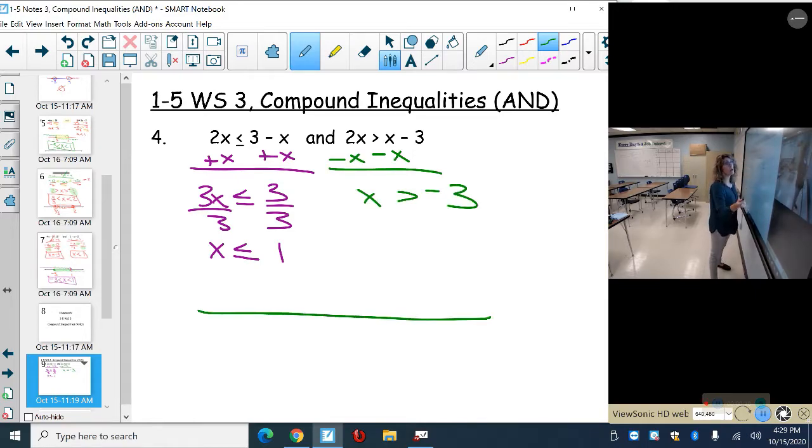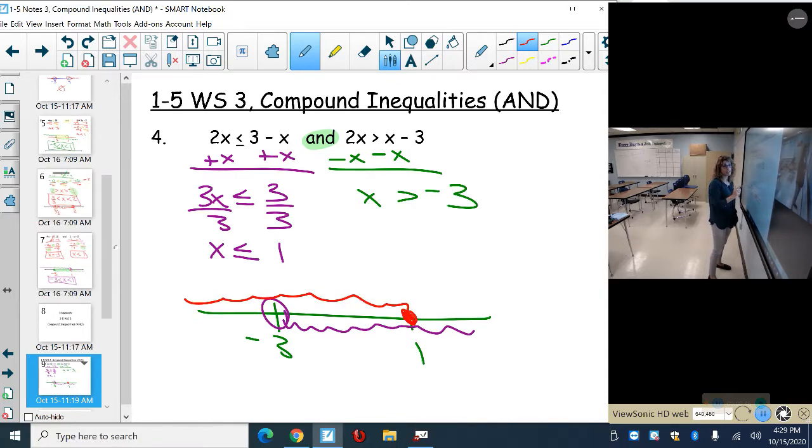So we need to put these on one number line. This is an and, so if it's an and, our brain should be looking for overlapping regions. The smaller number is negative 3, the larger number is 1. At negative 3, it is going to be open, and I'm shading to the right. At 1, I have a closed dot, and I'm going to shade down. So where do they overlap? They overlap in the middle.